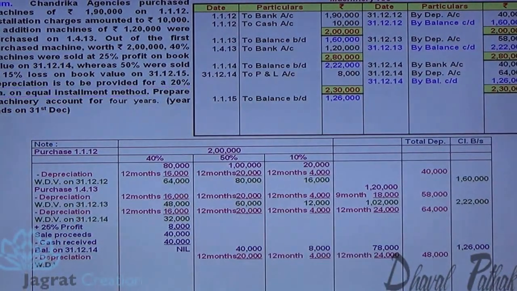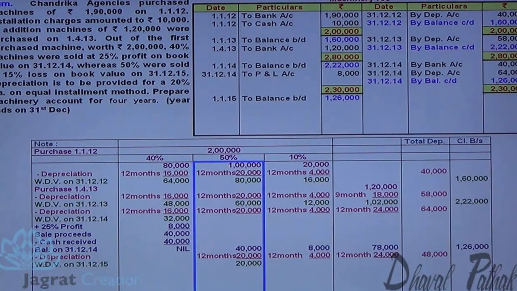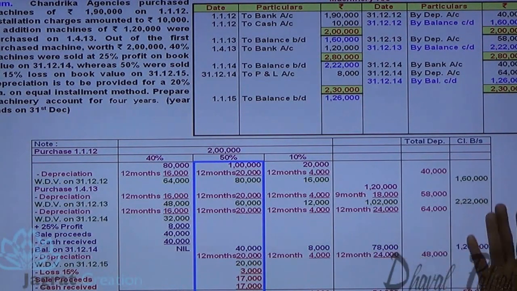So let us work out the loss over here. This is the book value. Loss 15%, so 20,000 into 15%, 3,000 is the loss. So sales proceeds are 17,000, cash received 17,000. 8 minus 4, 4,000. 78 minus 24, 54,000. This is the closing balance.